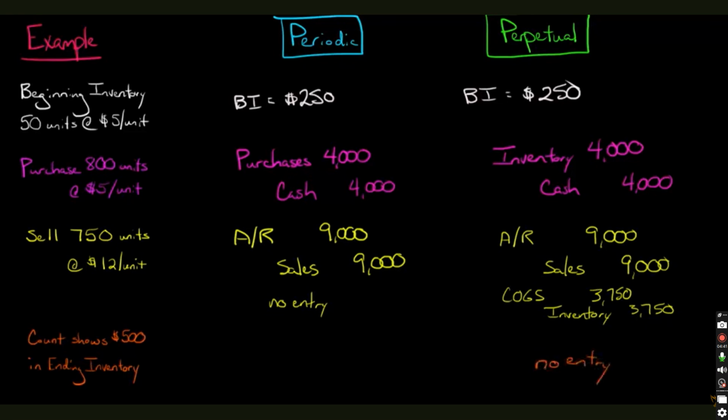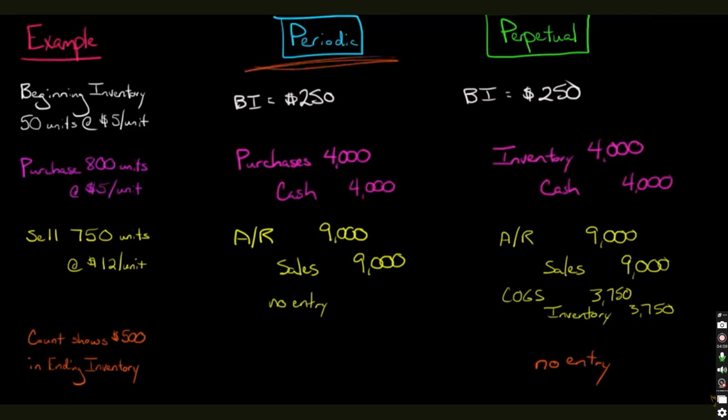Why is that? Because we've been updating the inventory account. Remember when we bought the inventory and put it on the books for $4,000? We debited inventory. And when we sold the inventory, we credited it. So we don't need an entry because we've already been doing adjustments to inventory as we bought and sold inventory.